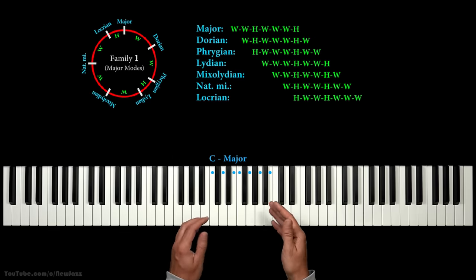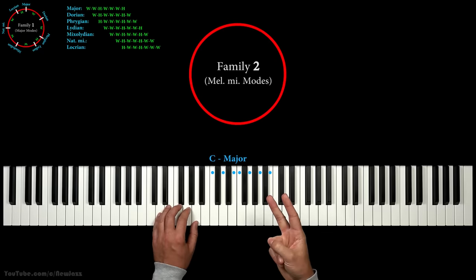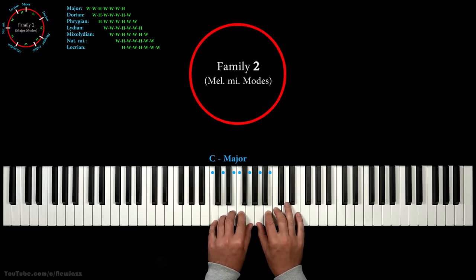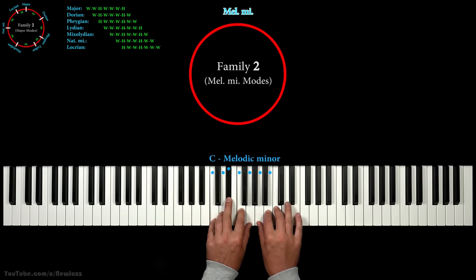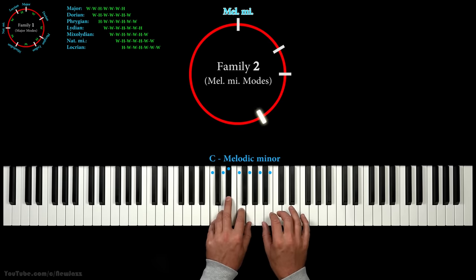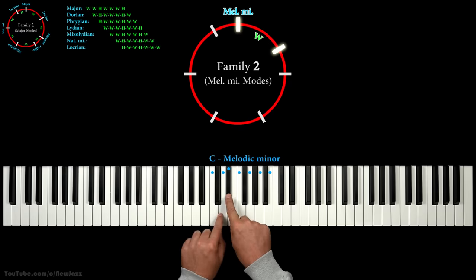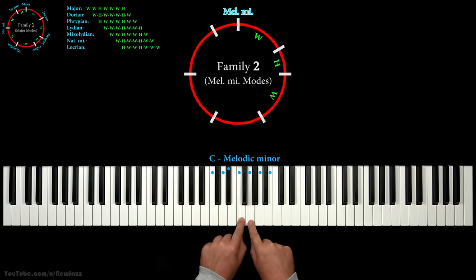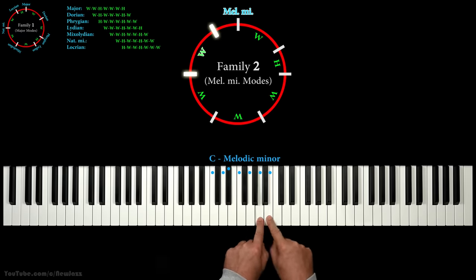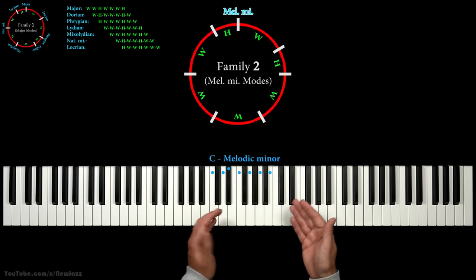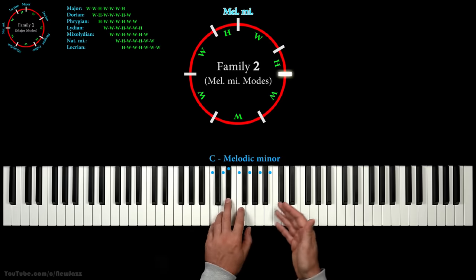Now, let's move on to family 2. Before we used the major scale as basis. Now we'll use the ascending melodic minor scale. This scale also contains 7 notes. And the interval steps are whole step, half step, whole, whole, whole, whole, and a half step. Now, once more we can make 7 degrees, 7 different family members.